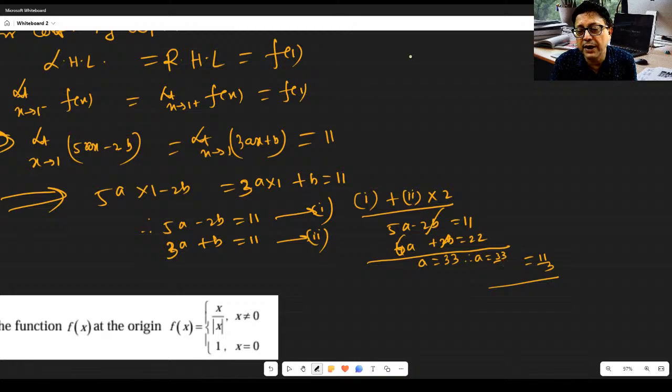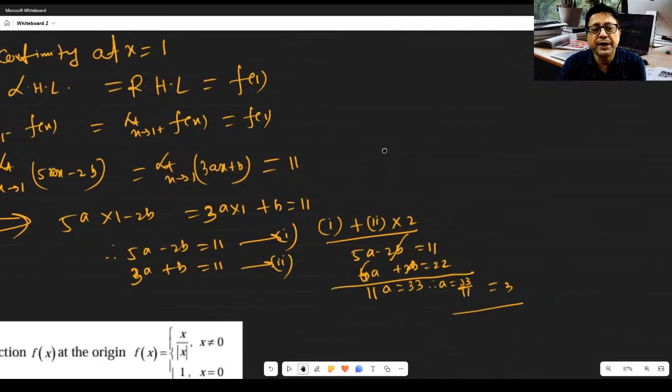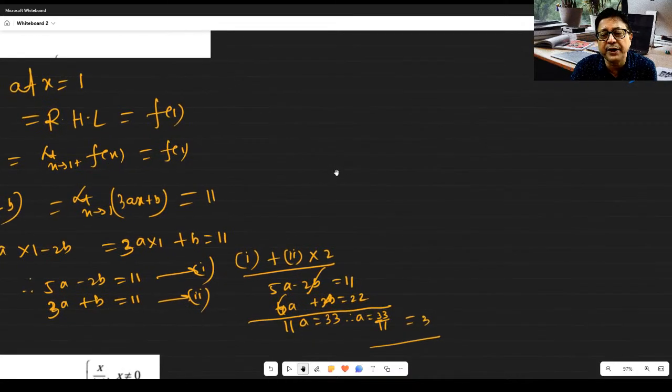This is 33 by 11. So this will give us a equal to 3. So a equal to 3. Now if a equal to 3, we can get the value of b.